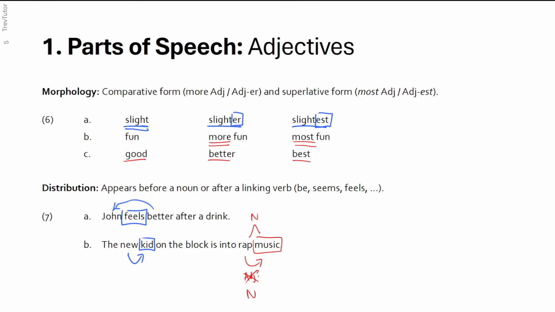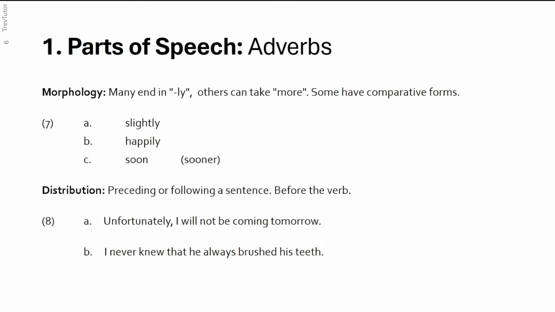Okay, so those are adjectives. Adverbs, typically in English, they end in ly. Some take comparative or superlative forms like adjectives do, but typical examples just end in ly, so slightly or happily. And in the case of soon, he came sooner, he came soonest. This is just an adjective that's been converted into an adverb. And how we can tell that it's an adverb is that it's going to do one of two things. It's either going to modify the verb, or it's going to modify the whole sentence.